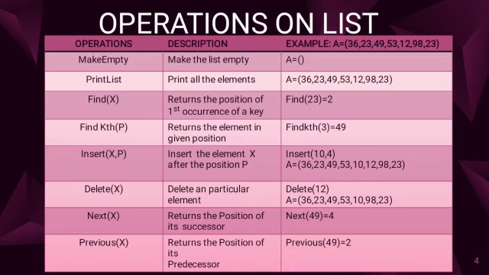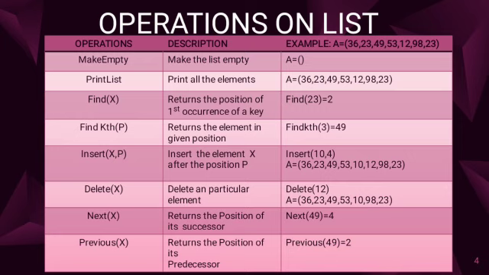That is, make the list empty. Before inserting any elements, the size of the list is 0. Second one is print list. This operation is used to display all the elements present in the list. For example, A equals 36, 23, 49, 53, 12, 98 and 23. So, by using the print list operation, we print all the elements in the list.